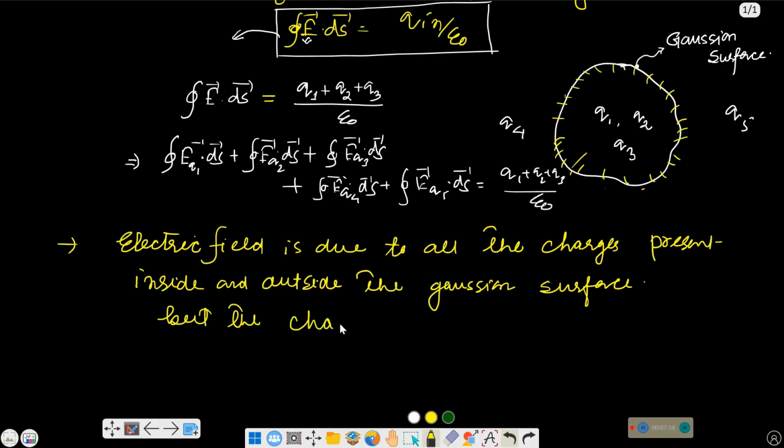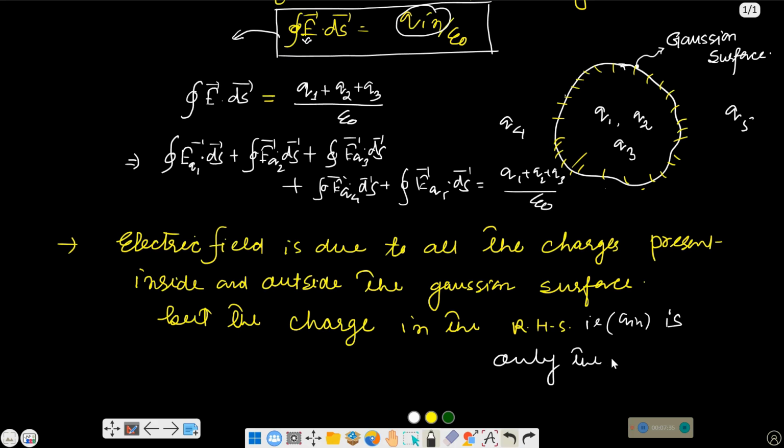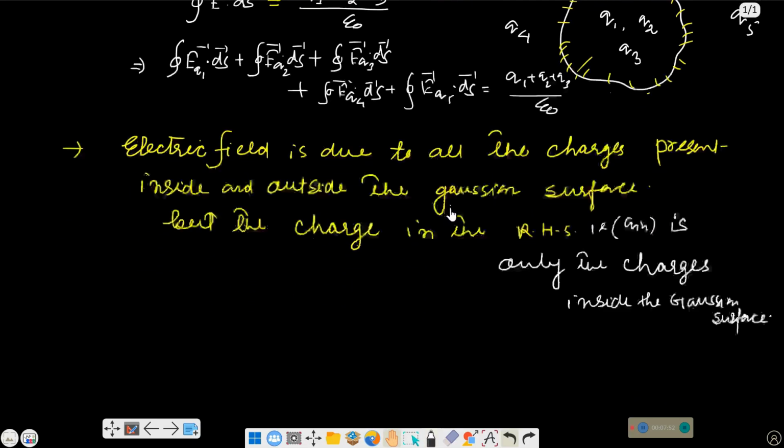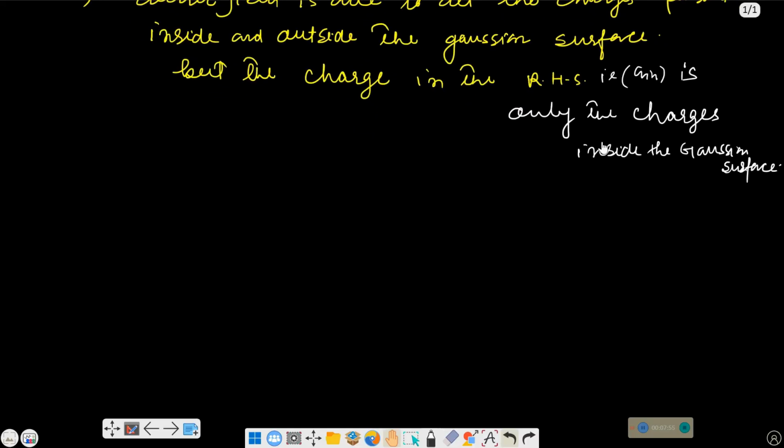But the charge on the right hand side of this Gauss's law, I mean this q in, is only the charges inside the Gaussian surface. Okay, so now this is all about Gauss's law. These are very important points. Now another important point is Gauss's law is valid for all systems.